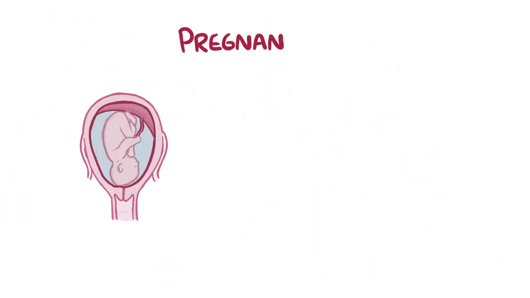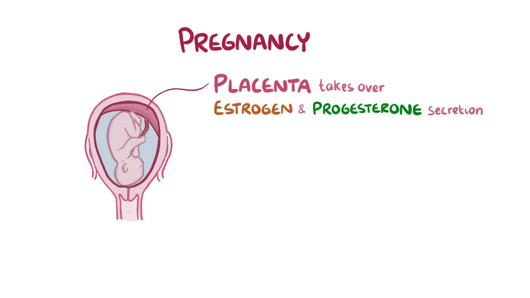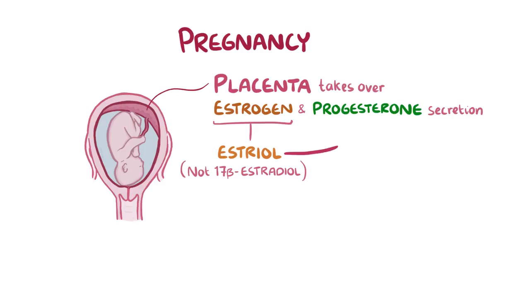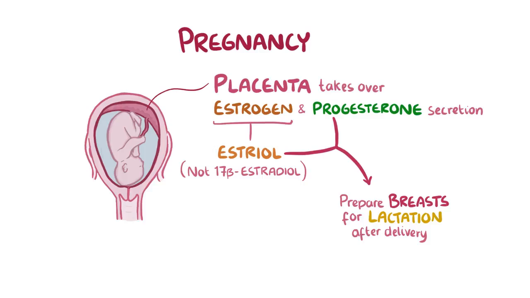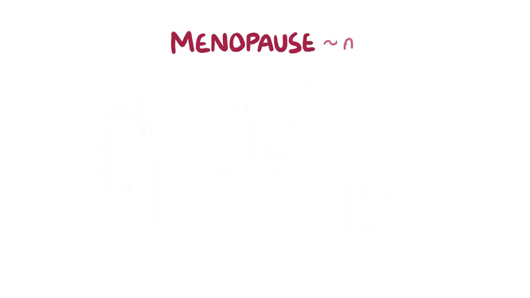Now, during pregnancy, we have a new ruler, the placenta, which takes over estrogen and progesterone secretion, both of which are required to maintain the pregnancy. But there's a twist. The placenta actually produces estriol rather than 17-beta-estradiol, so estriol becomes the dominant type of estrogen. Also during pregnancy, estriol and progesterone help to prepare the breasts for lactation after delivery. Now, another plot twist occurs during menopause, which usually happens around age 50.